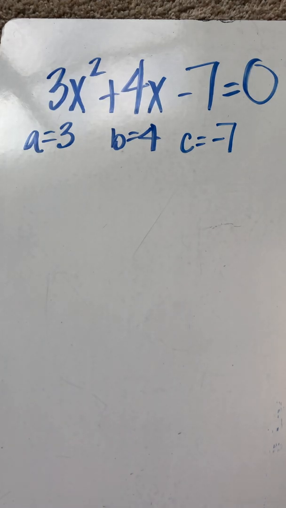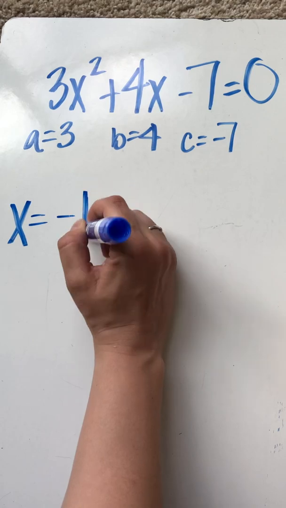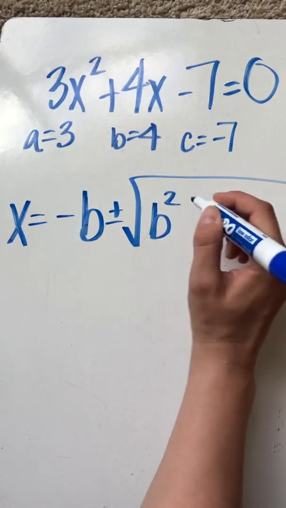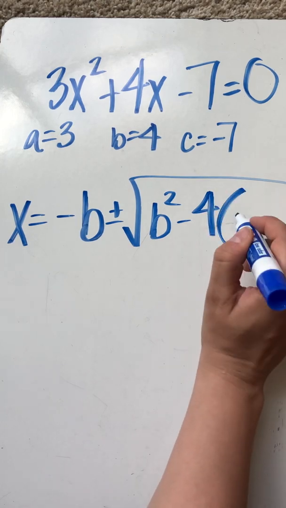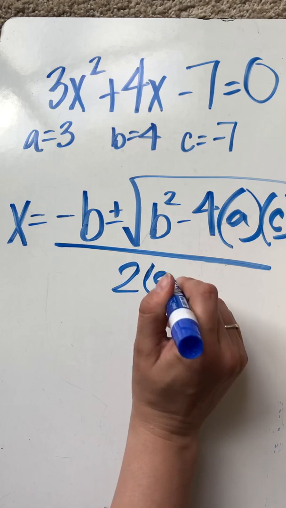Okay, so you guys should have the quadratic formula written down. It's also on your homework, but I'm going to write it in here just so that we remember. So x equals -b plus or minus the square root of b squared minus 4 times a times c, all divided by 2 times a.